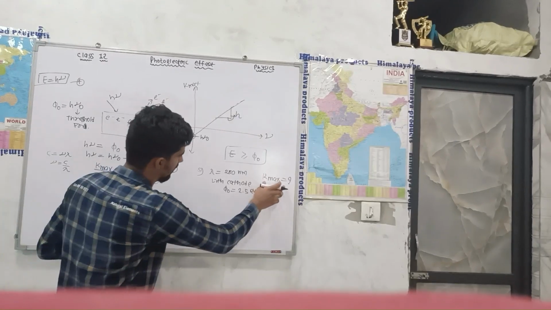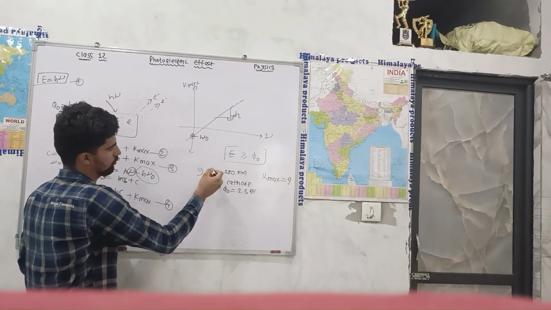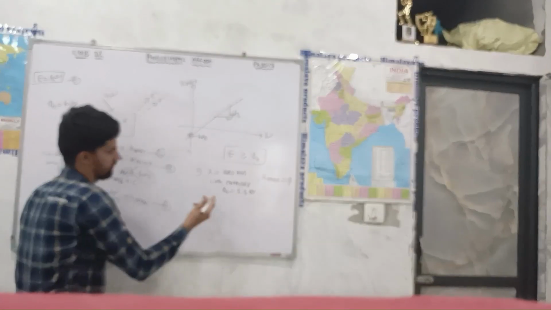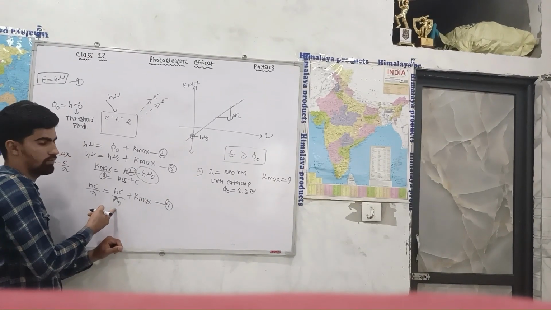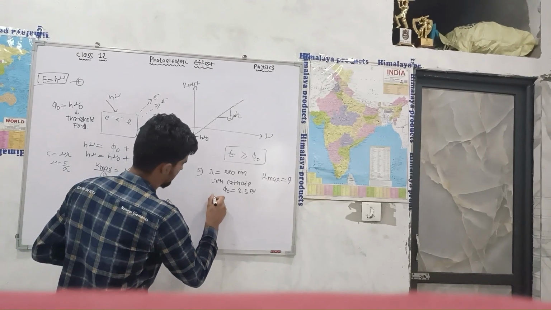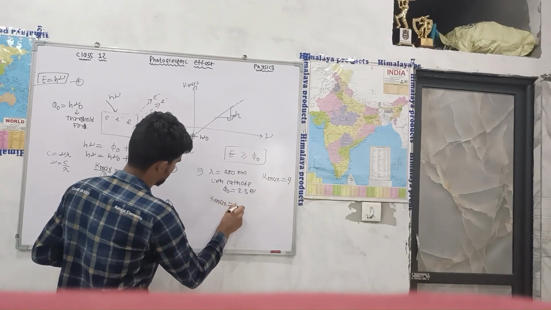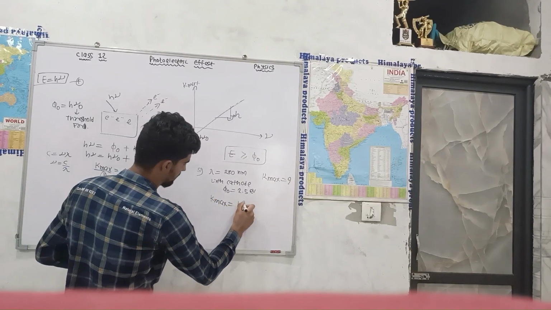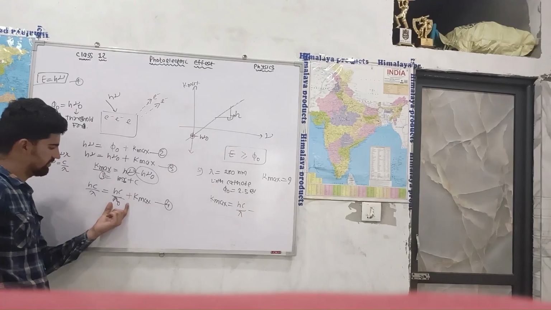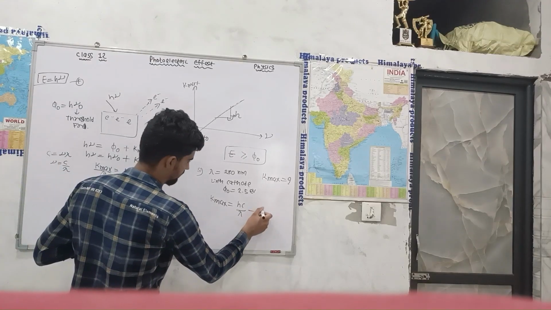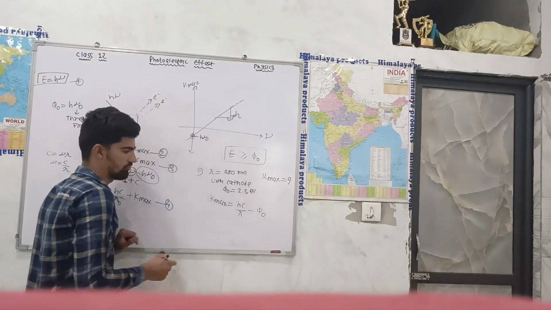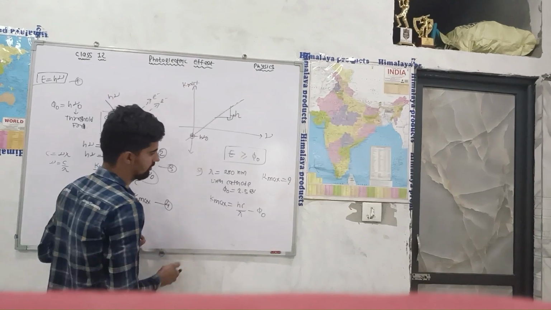So we have a formula which includes wavelength and work function, this equation 4. So K max equals hc by lambda minus the work function. So we are putting in the values of all these things.